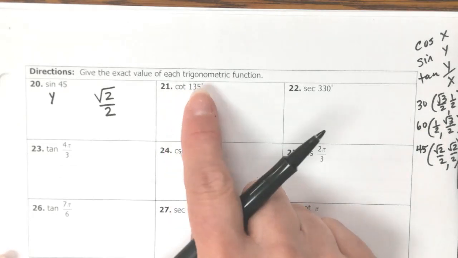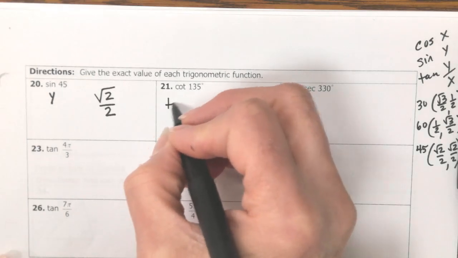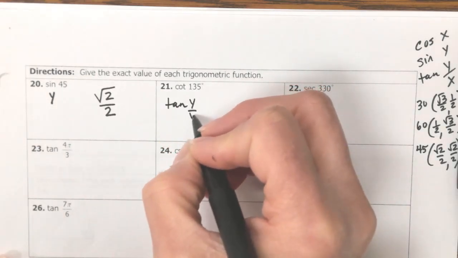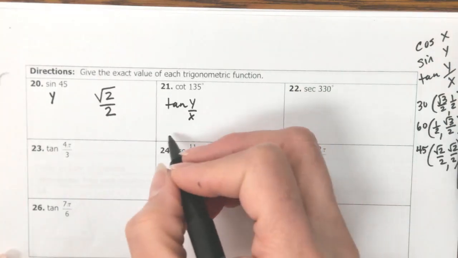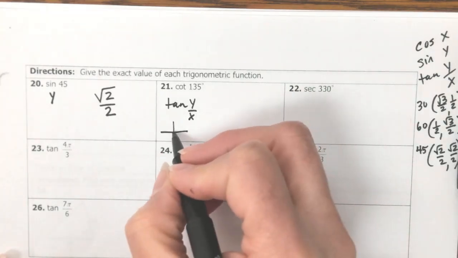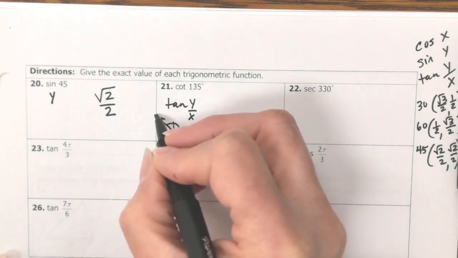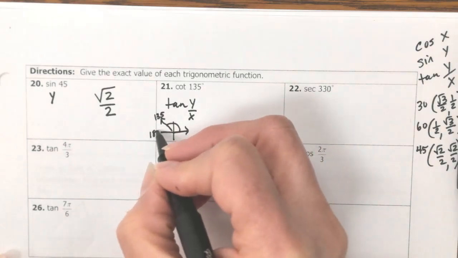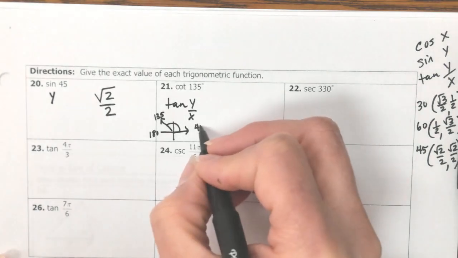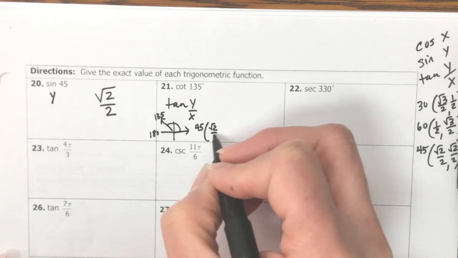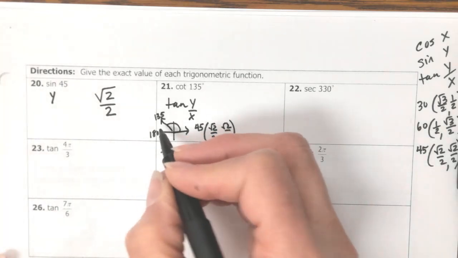Cotangent of 135. Well, cotangent of 135 really is like me doing tangent, which is our y over x. And 135, do we know which angle that acts like? If you think about where it sits, doesn't 135 sit right here? How far is it from 180? 45 away? So it's going to do the 45 numbers, okay? Because it's 45 away from being 180.